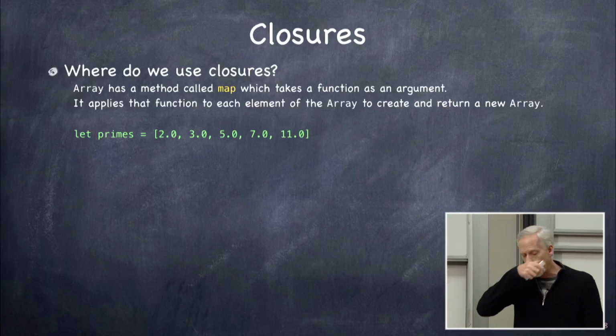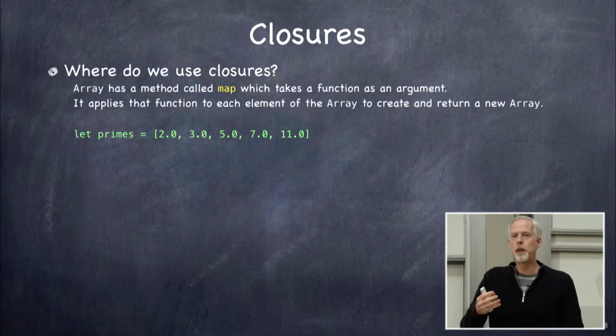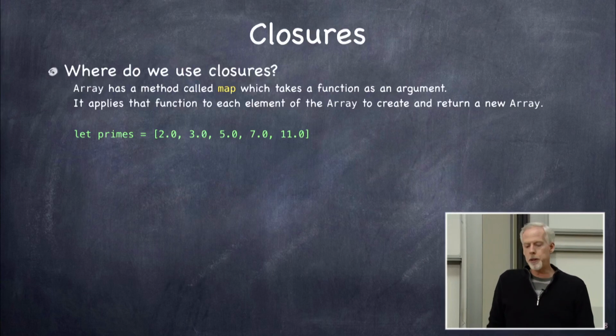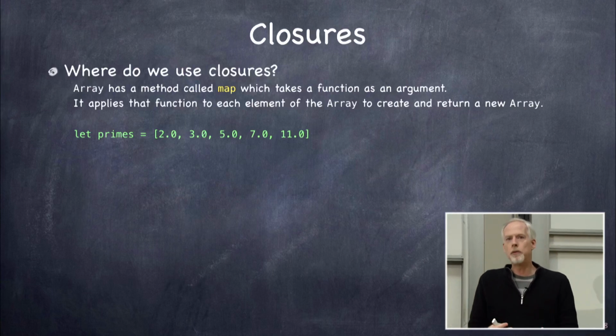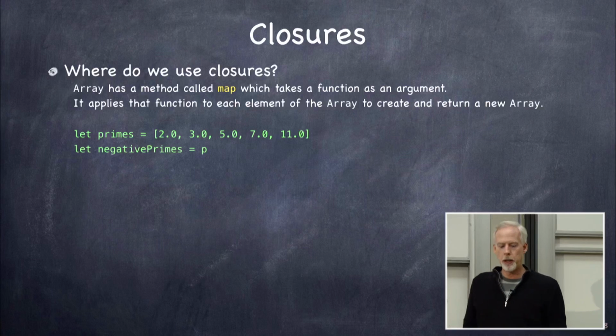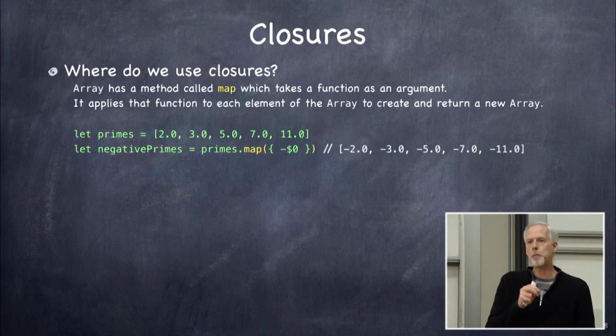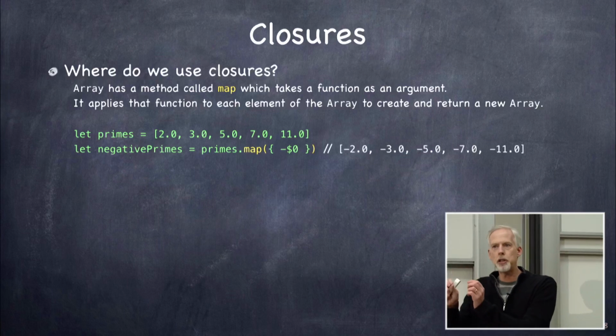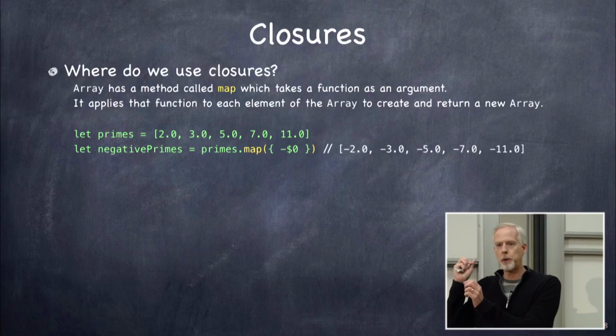So how does that work? Here I have an array of floating point numbers. They happen to be the first 5 prime numbers, right? 2, 3, 5, 7, 11 here. And what if I wanted to have an array of all -2, -3? Well, I would just say negativePrimes equals primes.map. The only argument is a function that does change sign, right? Just like we had in the previous slide, change sign.